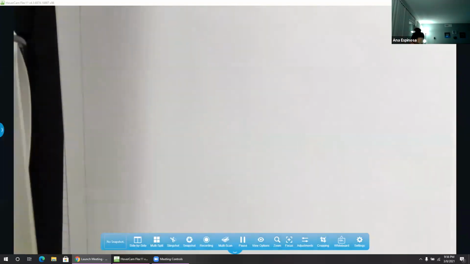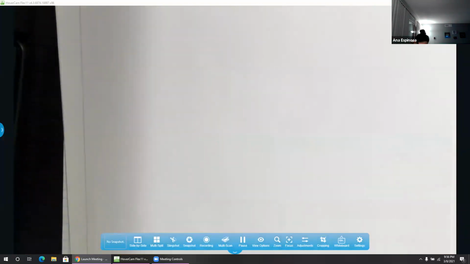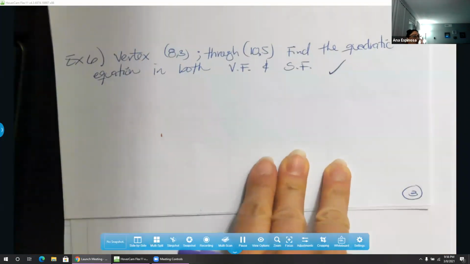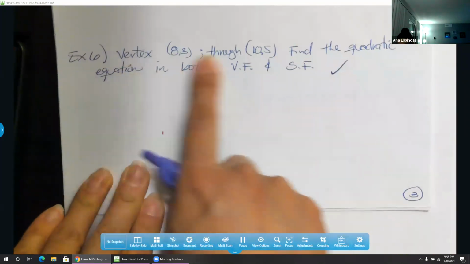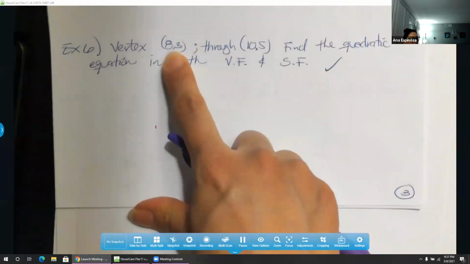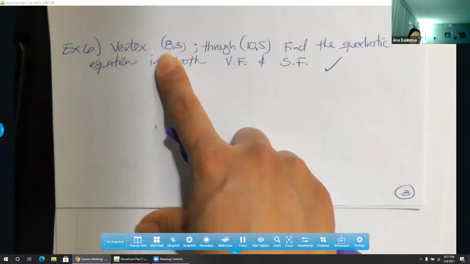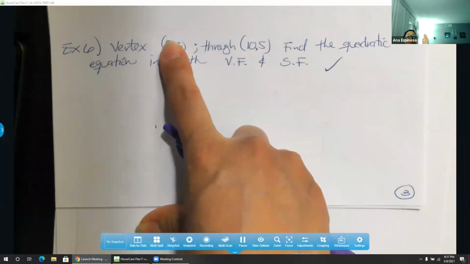All right, the next one I'm going to do is number 6. Okay. This is find an equation in both vertex and standard form given this vertex and through this point. Okay, so if they give you the vertex, you want to use the vertex form. Okay, because plugging this into ax squared plus bx plus c is impossible because you don't have those letters. So let me move it aside and let me start.